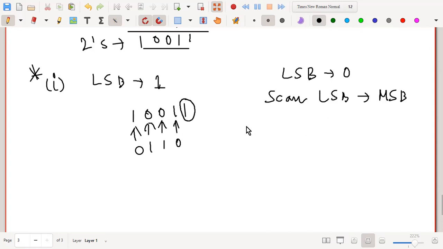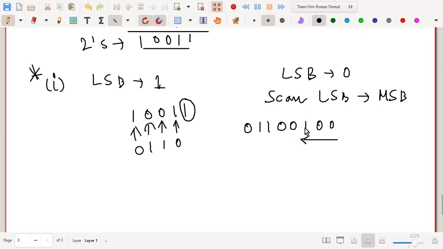For this second rule, let me go to this number. Suppose I need to calculate the 2's complement of 0, 1, 1, 0, 0, 1, 0, 0. In this case, you see the LSB is 0. Now what would you do? You need to scan all these numbers from LSB towards the MSB until the occurrence of the first 1. While scanning, the first 1 is up to here. So you will have to stop the scan here.